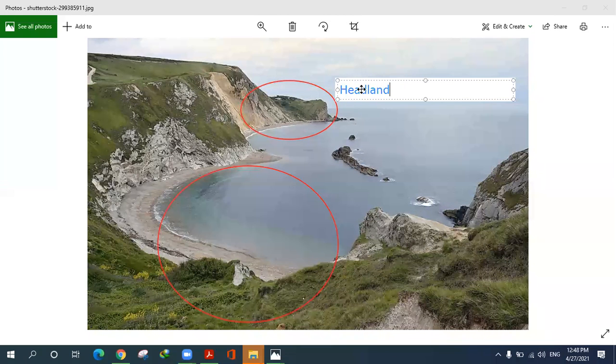We just can't move this one. We have to take it off first. So let me clear all drawings.